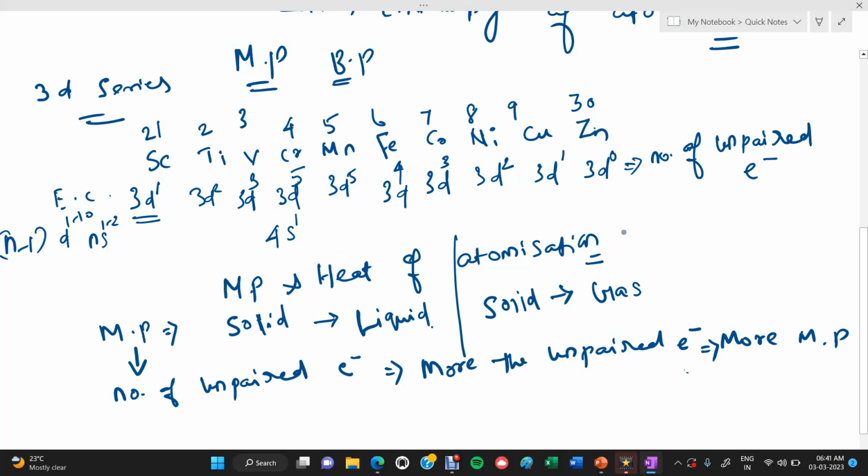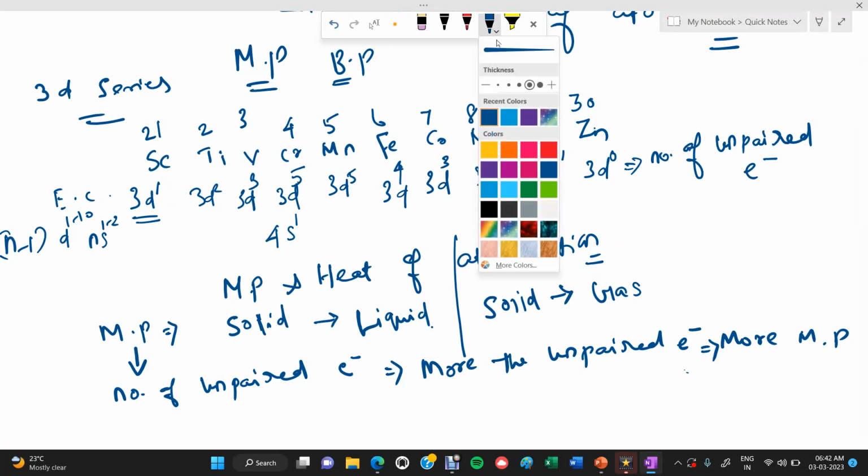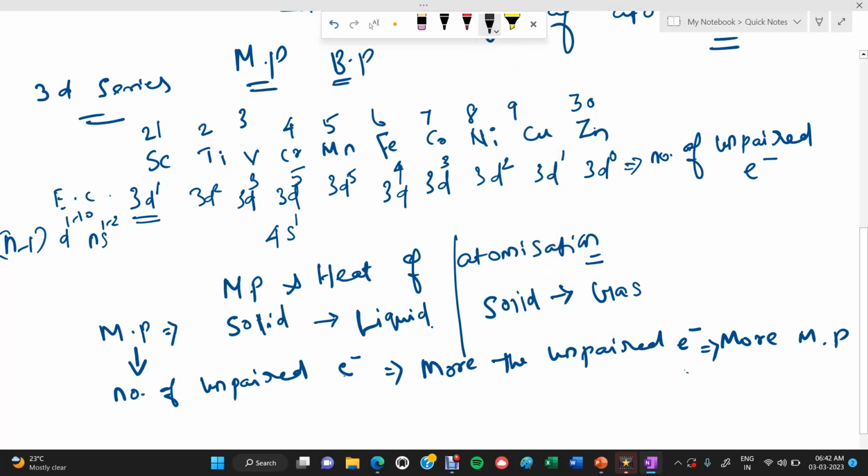Let me change the brush size and color too, because I feel it is too heavy. Okay. Right. So the more the number of unpaired electrons, the more the melting point.